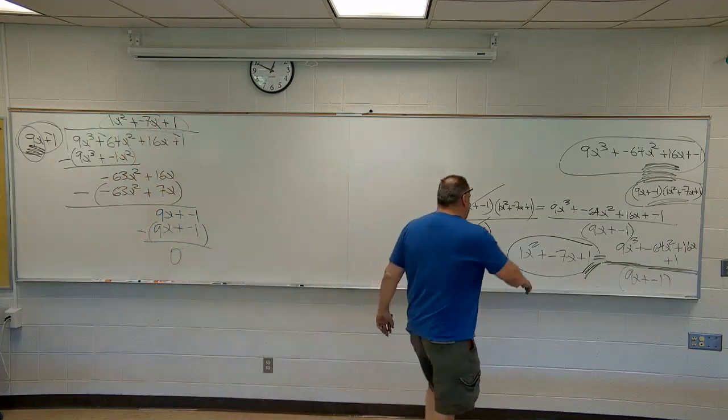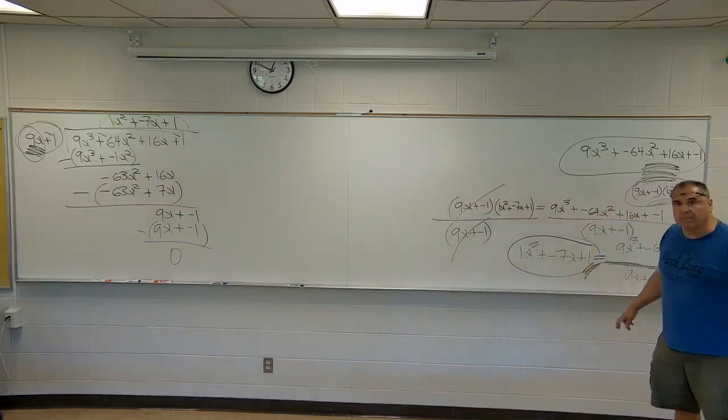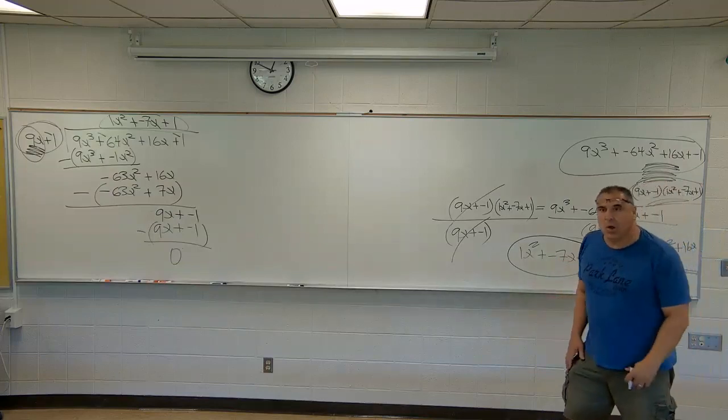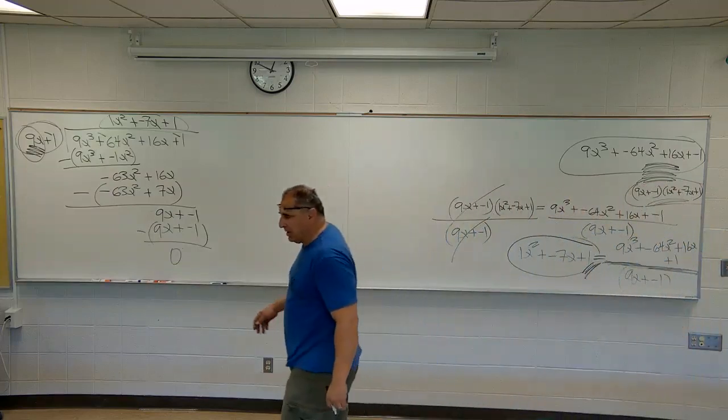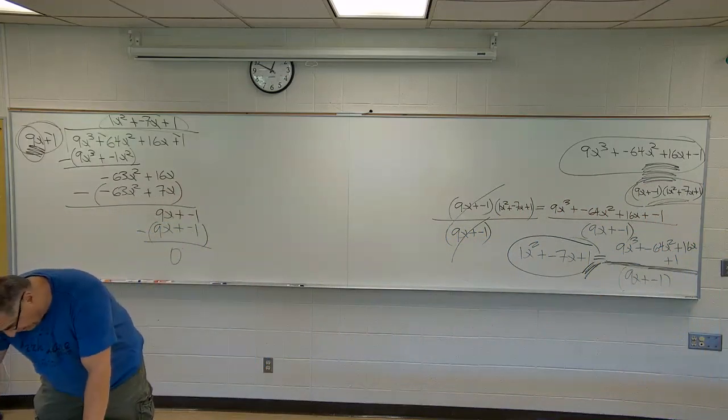Did we say that was going to be the case? My marker started to die here, but you should be able to see it okay. 1x squared plus negative 7x plus 1. That's how you do long division. I kind of made that one up, but they should have, and that's the same procedure you're going to do here.